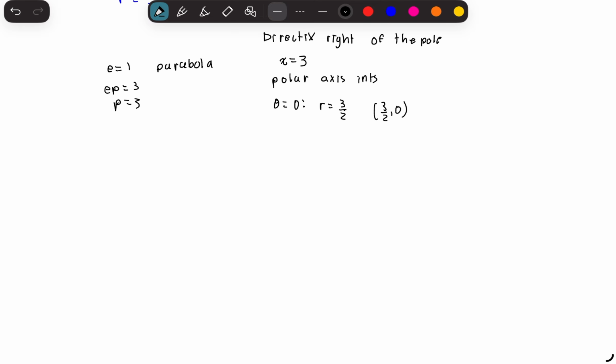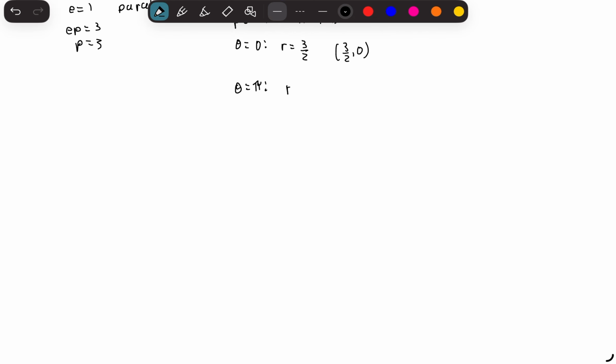Now, if you have theta is equal to pi, you would have r is equal to 3 over 1 minus 1. Now, you would get 3 over 0, and that would give you something that's undefined, which is in your asymptote direction.